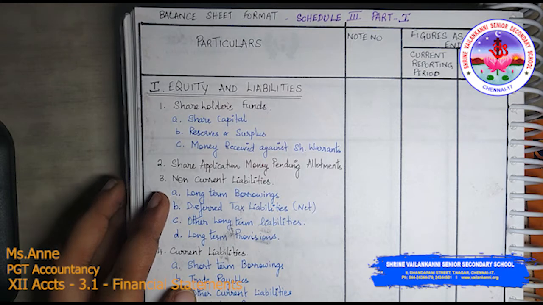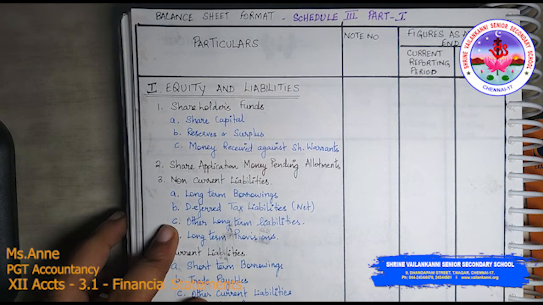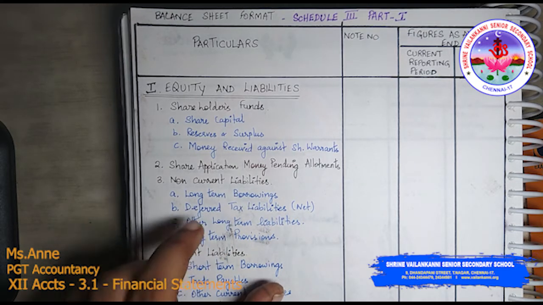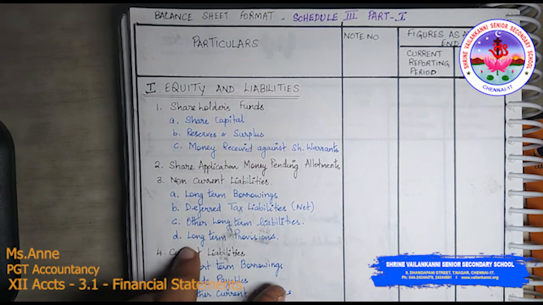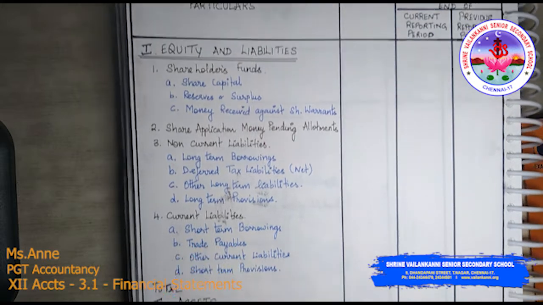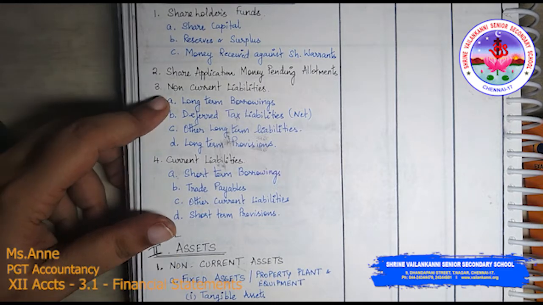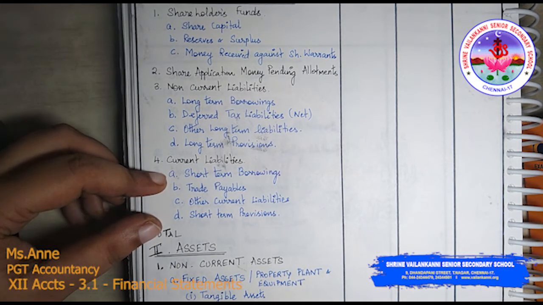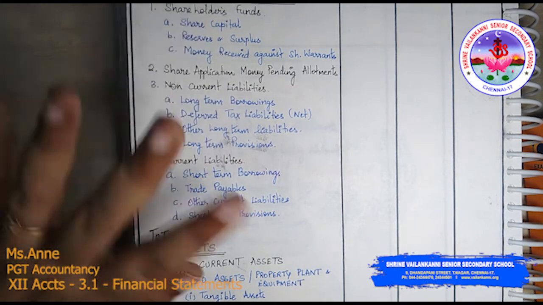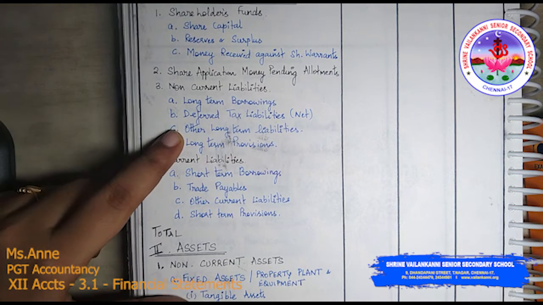So long-term borrowings, deferred tax liability, other long-term liabilities and long-term provisions. So: borrowings, tax, other long-term liabilities, long-term provisions. Fine. I am moving forward with current liabilities. What are the current liabilities? Short-term borrowings. There it was long-term borrowings, here it is short-term borrowings. There it was tax, here it is trade payables. TT, just connect with that. Tax, trade payables.